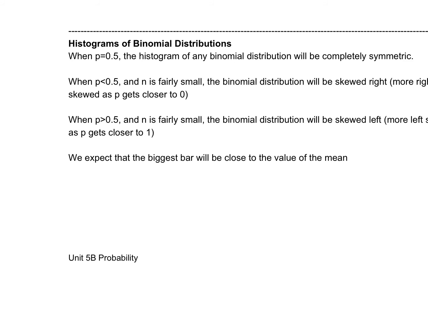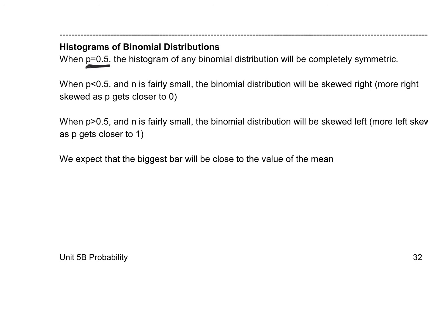Histograms. What do we notice? When p is 0.5, 50-50, what is this going to look like? Fairly symmetric. What do we mean by completely symmetric? It means it's going to be nice and normal. When p is less than 0.5, in other words, if n is fairly small, and the success is not very high, it's going to be skewed what? To the right. Going to be skewed to the right.